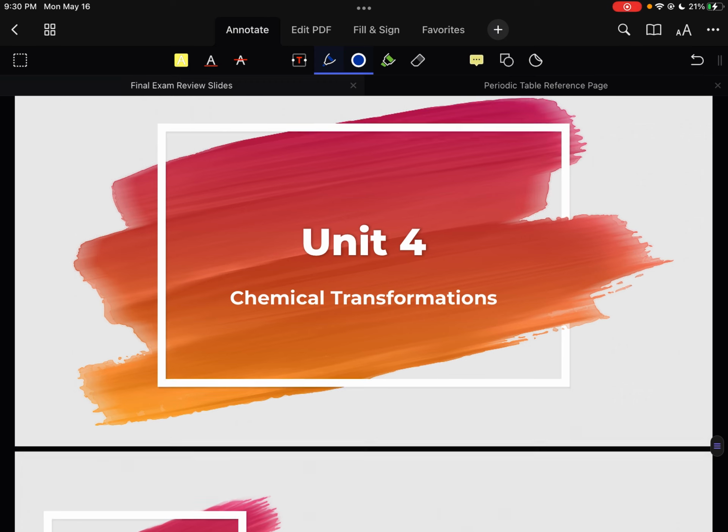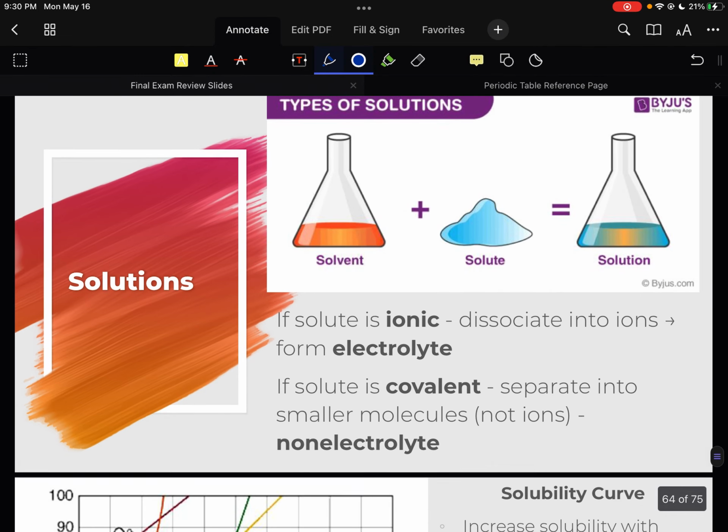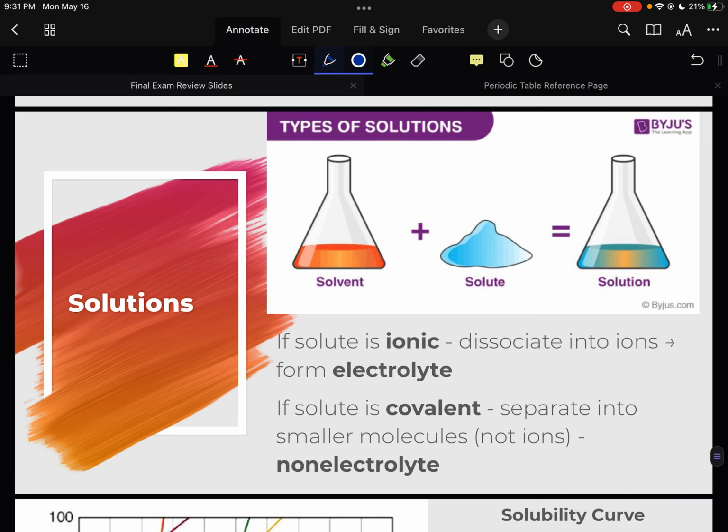This video will cover Unit 4, which is our 3 different types of chemical reactions: single replacement, acid-base, precipitation reactions, and then we'll also cover solution, solubility, and molarity calculations. So the first thing is just remember some basic terminology. We know that we can create a solution by adding a solute to a solvent. Just make sure you know that the solute is the substance that actually gets dissolved.